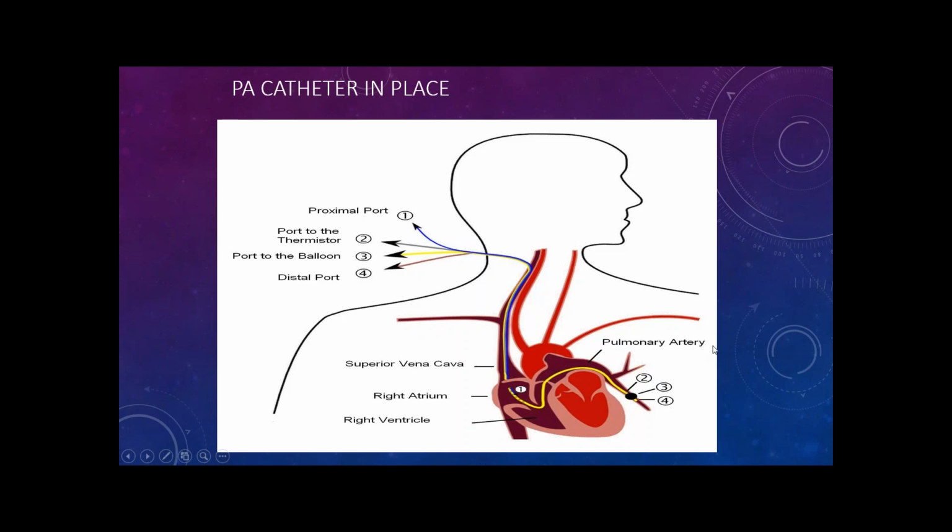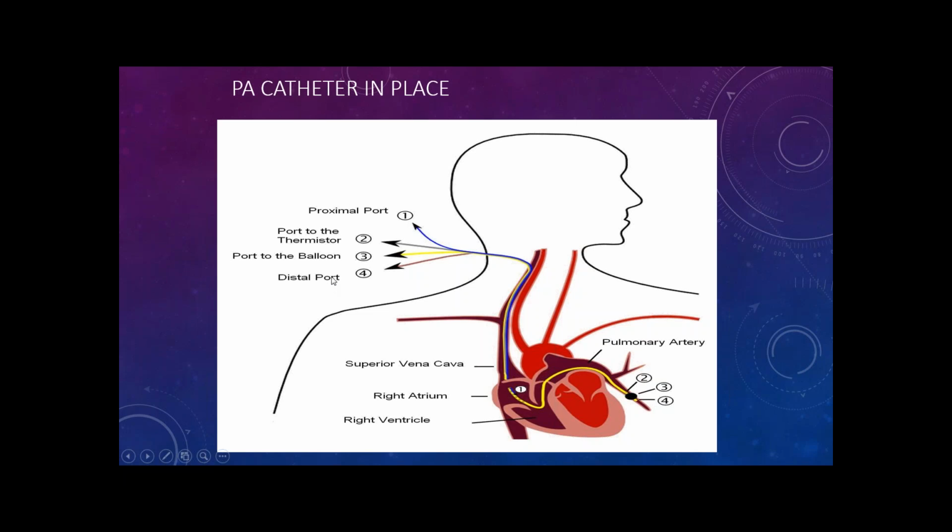So let's look at where this would take effect within the patient's system. Okay? So the CVP is a blue line. That's number 1. And it will actually stop right at the right atrium. Okay?